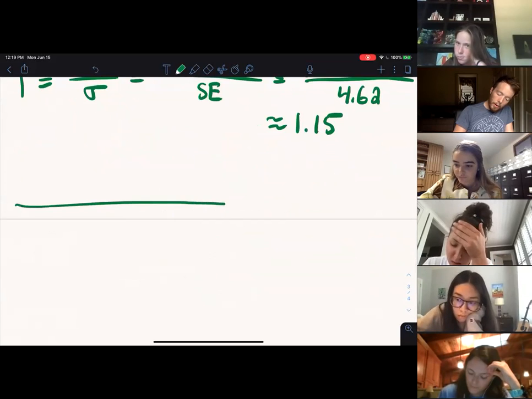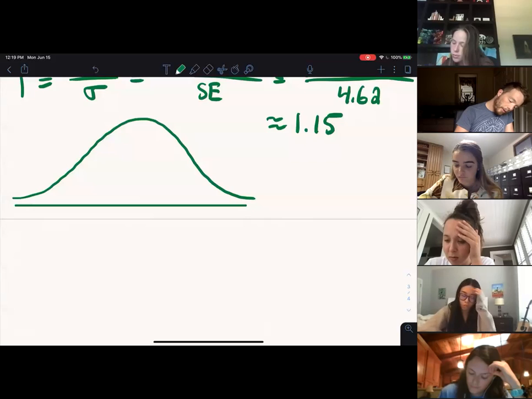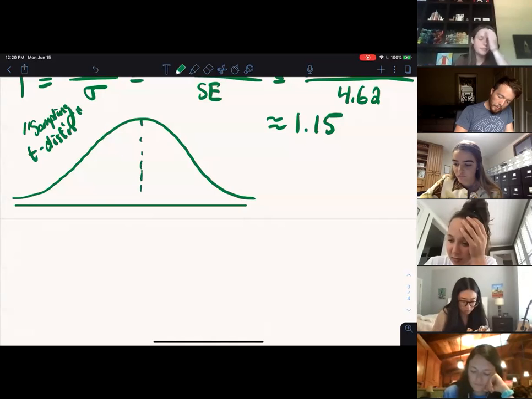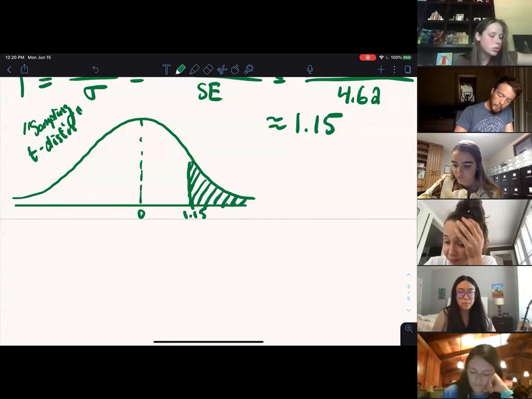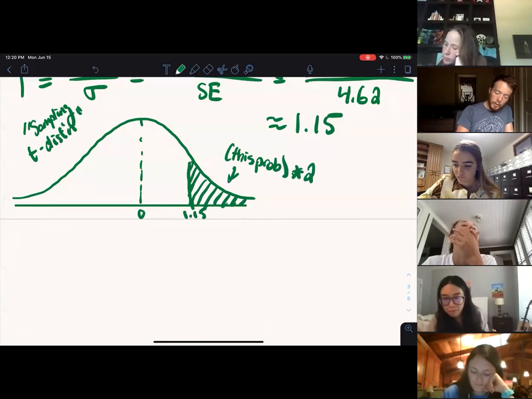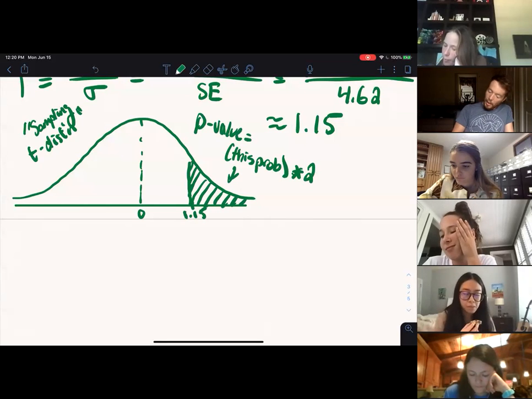So if we wanted our p-value here, we'd look at the sampling t distribution. This is 1.15 up here. And we'd want to find this probability and times it by 2 to get our p-value. Okay? And we do that using Excel.